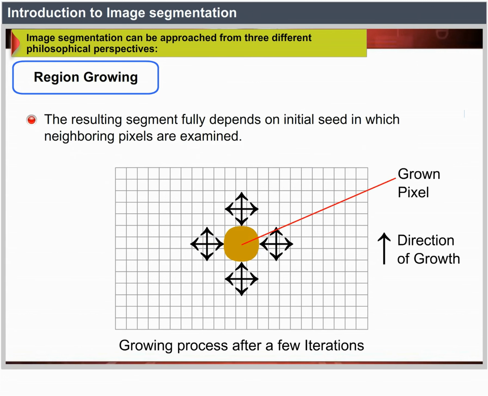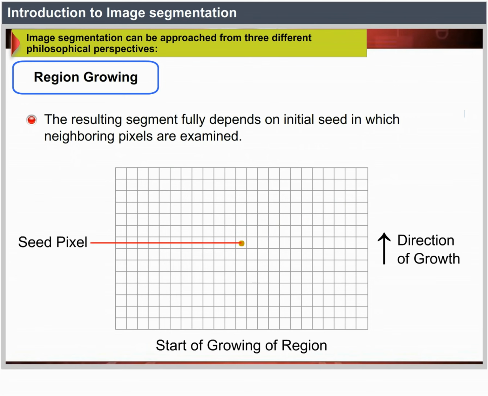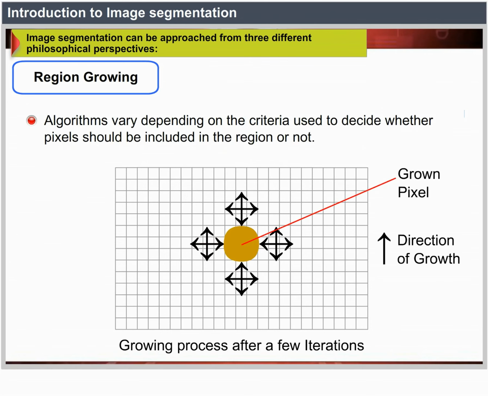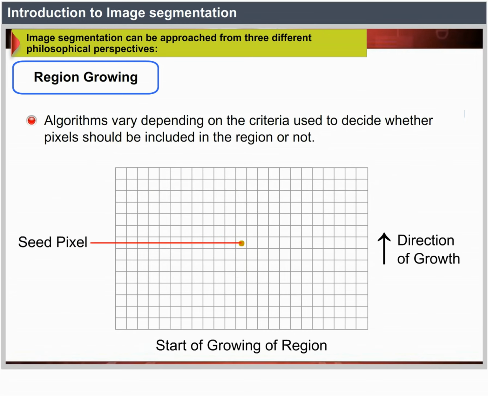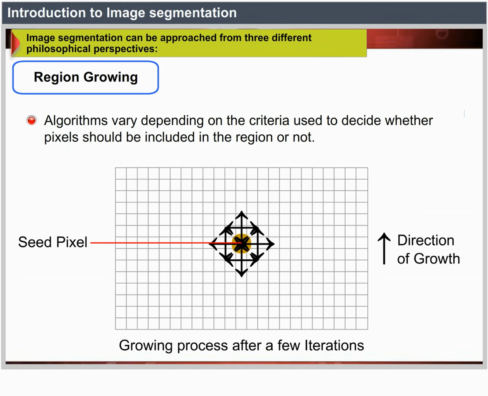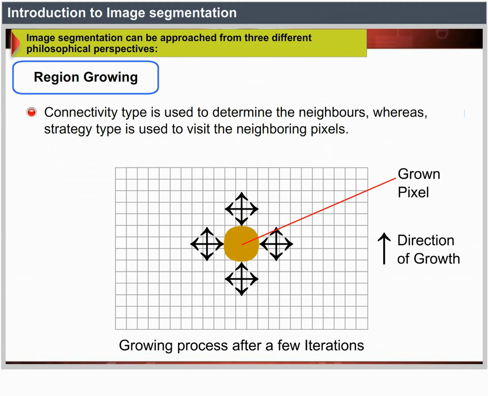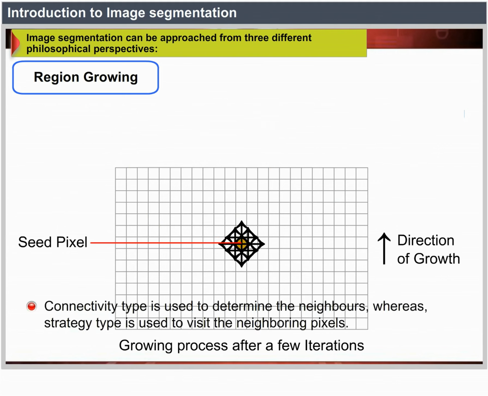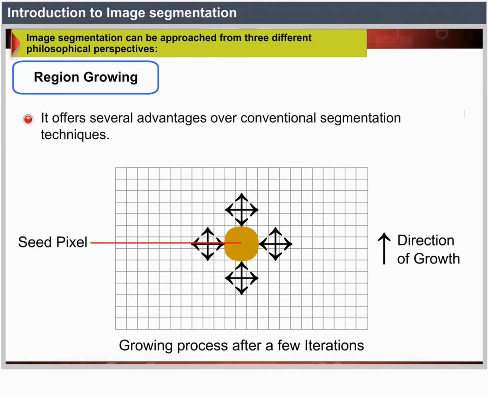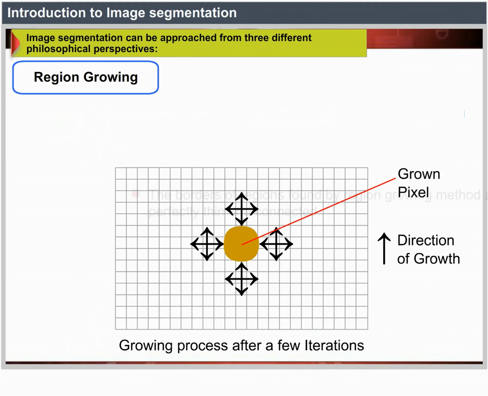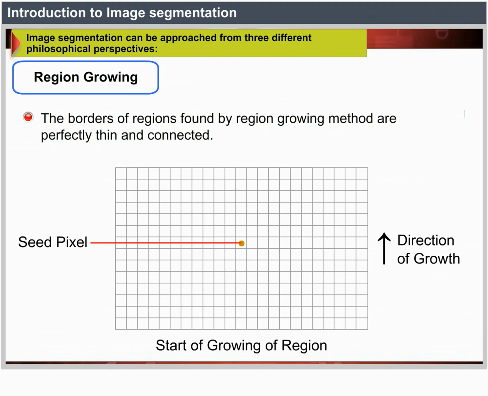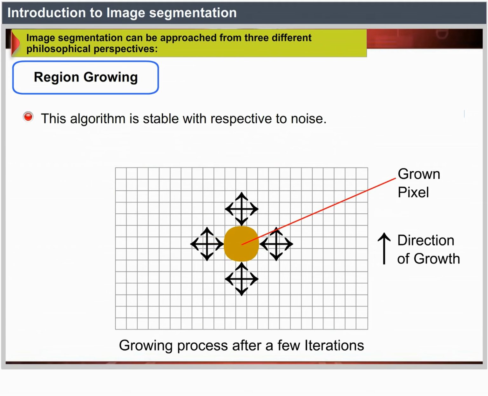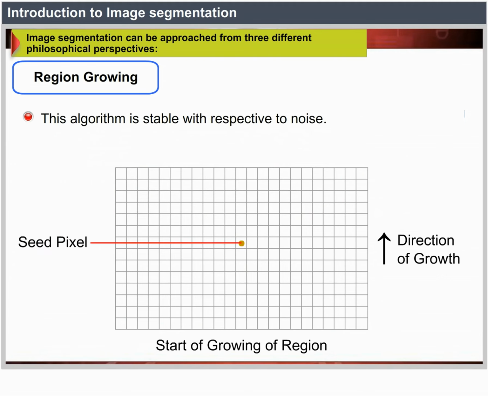The resulting segment fully depends on the initial seed from which the neighboring pixels are examined. Algorithms vary depending on the criteria used to decide whether pixels should be included in the region or not. Connectivity type is used to determine the neighbor strategy used to visit the neighboring pixels. It offers several advantages over conventional segmentation techniques. The borders of regions found by the region growing method are perfectly thin and connected. This algorithm is also stable with respect to noise.